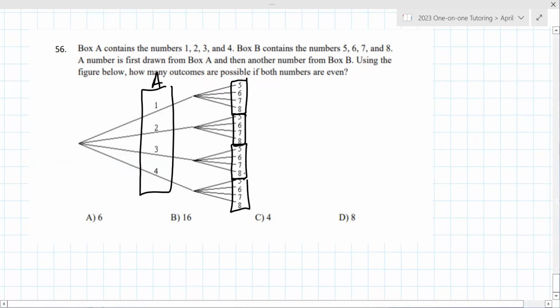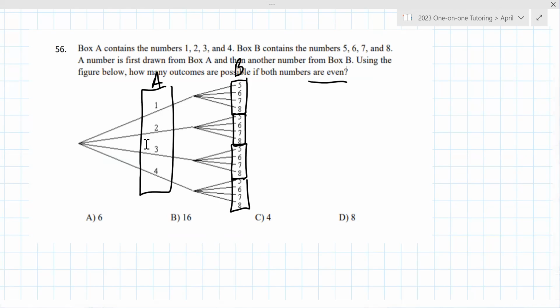Because the idea is like A is step 1, B is step 2. How many outcomes are possible if both numbers are even? So basically, you got to look at the paths here and decide how can I get to an even number on both cases. Both numbers are even.